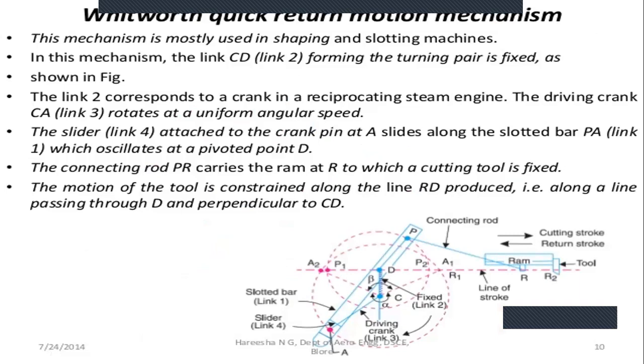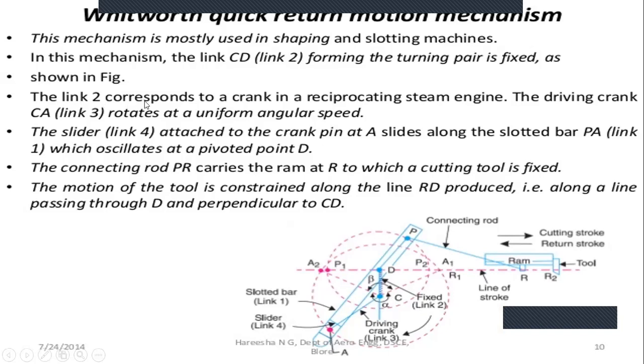This mechanism is mostly used in the shaping and slotting machines. In this mechanism, the link CD, that is the second link, forming the turning pair is fixed. You can see it in the picture also. DC is the fixed link, and it is considered here as link 2.